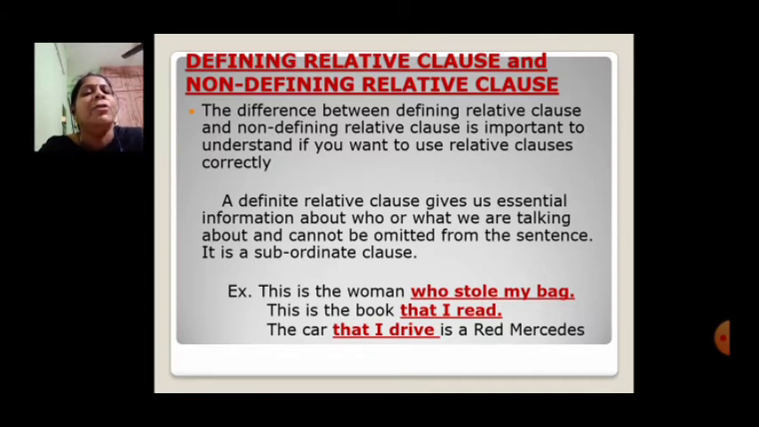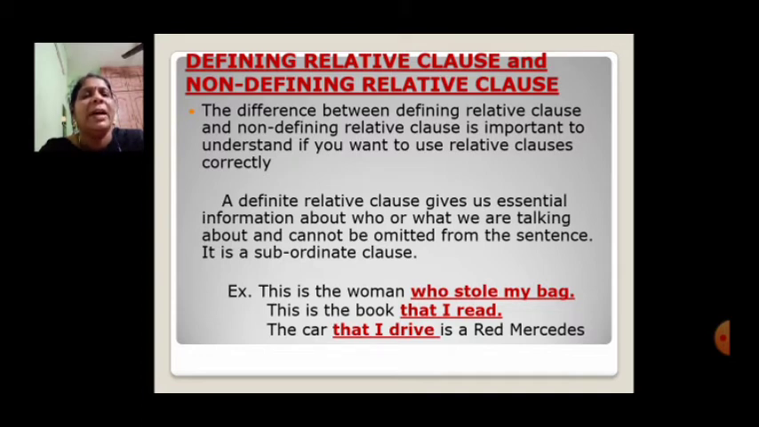Okay, this "who stole my bag" is a defining relative clause, and "this is the woman" is the other part, that is the independent clause. So we join these two to form a complete sentence. This is the book that I read. So again here, "that I read" is a defining relative clause. That is also a relative pronoun. Okay, next one. The car that I drive is a red Mercedes.